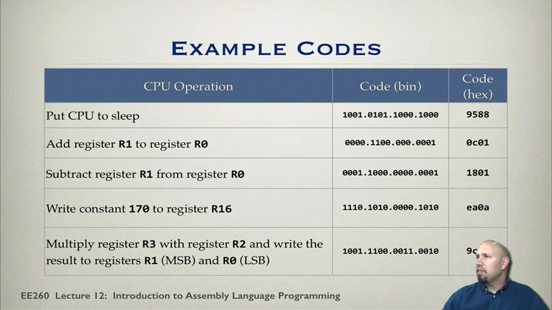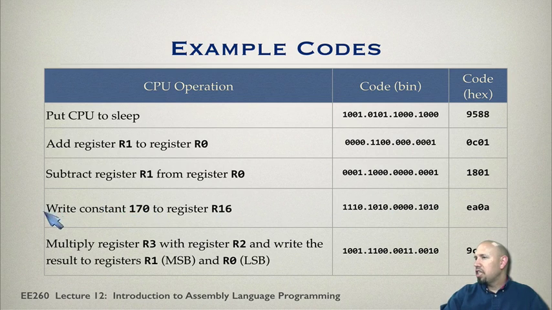Just to give you a taste of what some of these things look like, here's the CPU operation. Here's the binary version of the code that's used. Notice that there are 2 bytes of data. So the code in binary might look like this. The code in hex might look like this. To put the CPU to sleep, that instruction has this particular code. Add register 1 to register 0 has this particular code. Subtract register 1 from register 0 has this code. Write the constant value 170 to register 16 would have this code.